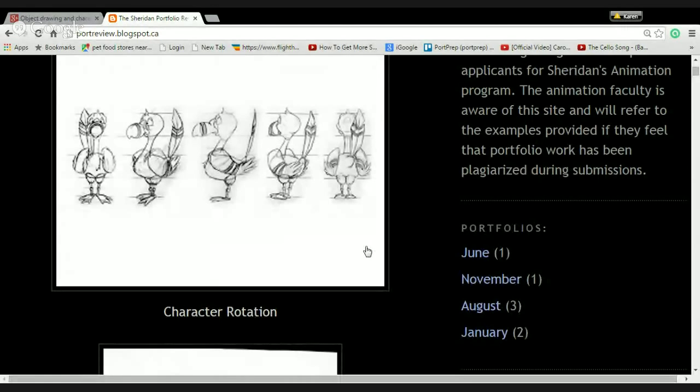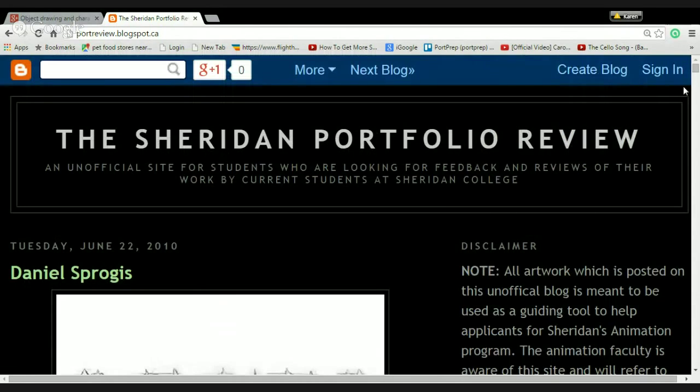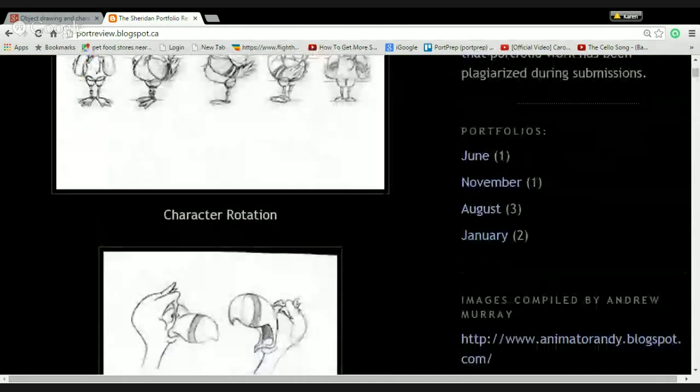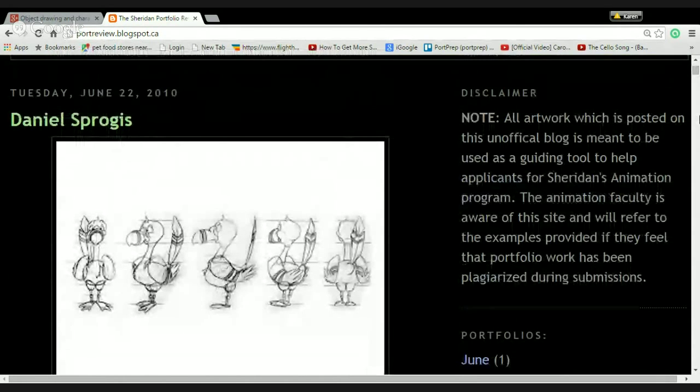All right, so you see, these are examples of past students who have been accepted at Sheridan College for animation. Whoa, scrolling too fast there. And so Daniel Spragus. Here's an example of a character rotation. We need to start being able to draw a character so they look the same no matter how we rotate them, right? Usually side view is easy for people, sometimes front view. It gets a little more tricky to do three-quarter view or back view. And you can see that they're using some guidelines across there, right?